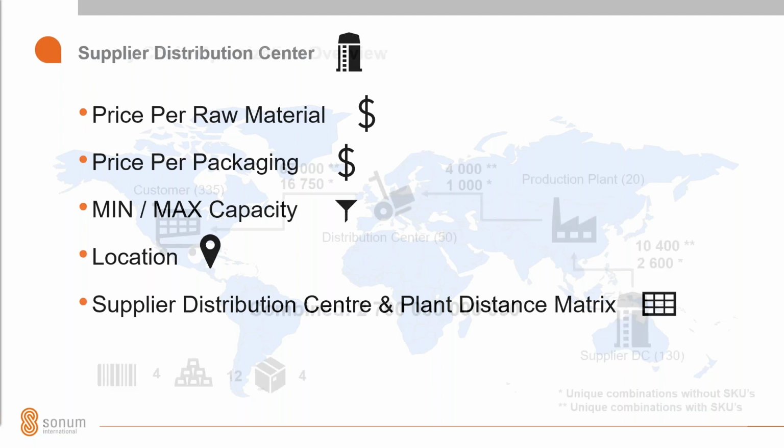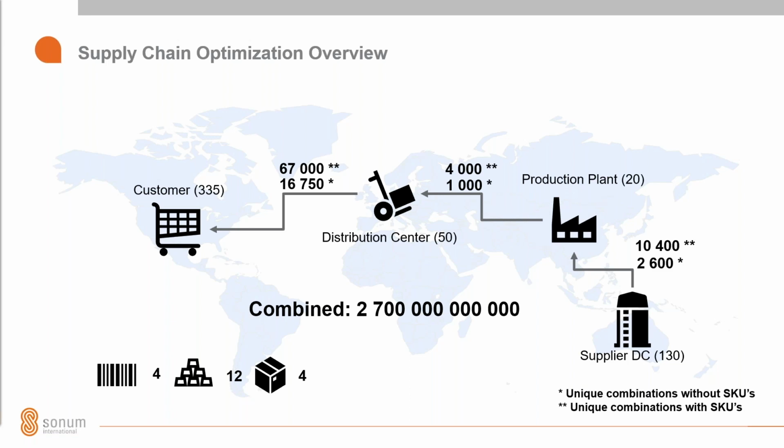So, when we put it together, this model is not too big, but it's also not too small. In total in this model, in these demonstrations, we're going to have 335 customers, 50 distribution centers, 20 production plants, and 130 supplier DCs, right? And we're going to have 4 unique SKUs, 12 raw materials, and 4 types of packaging for those SKUs.